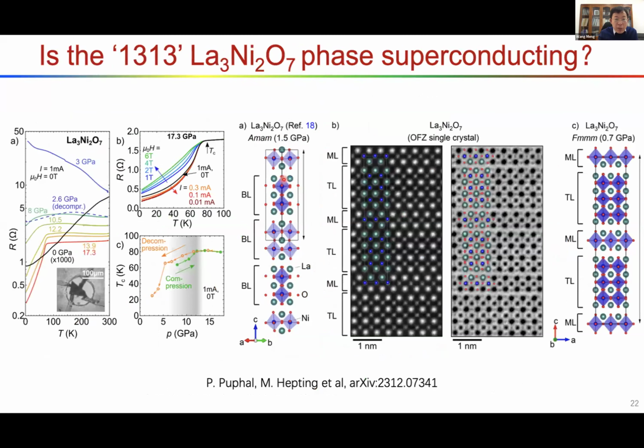What's interesting is that recently Professor Hai-Hu Wen's group measured a sample where the majority phase is this 1-3-1-3 phase. The transition temperature is also 80 Kelvin. Actually, that's very interesting and amazing. Well, if the superconductivity is related to this 1-3-1-3 compound, it's difficult to believe this phase will have the same transition temperature as the bilayer phase. So I think many questions are still open for this system.